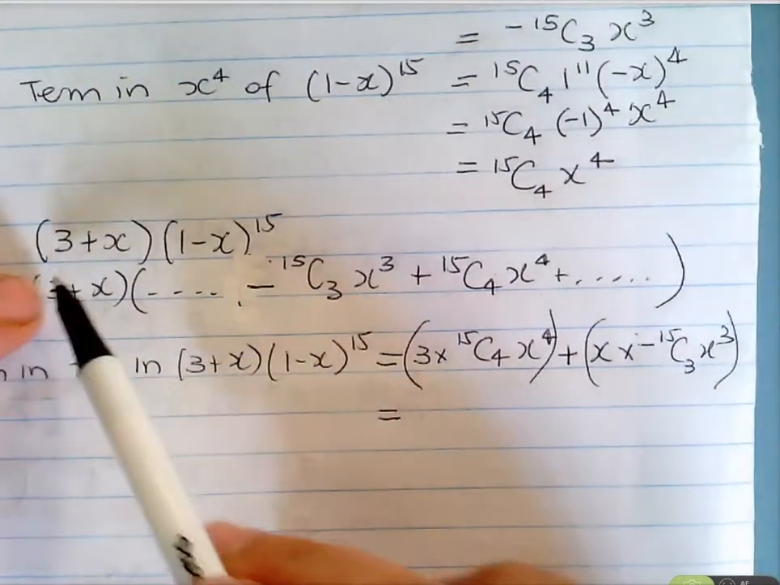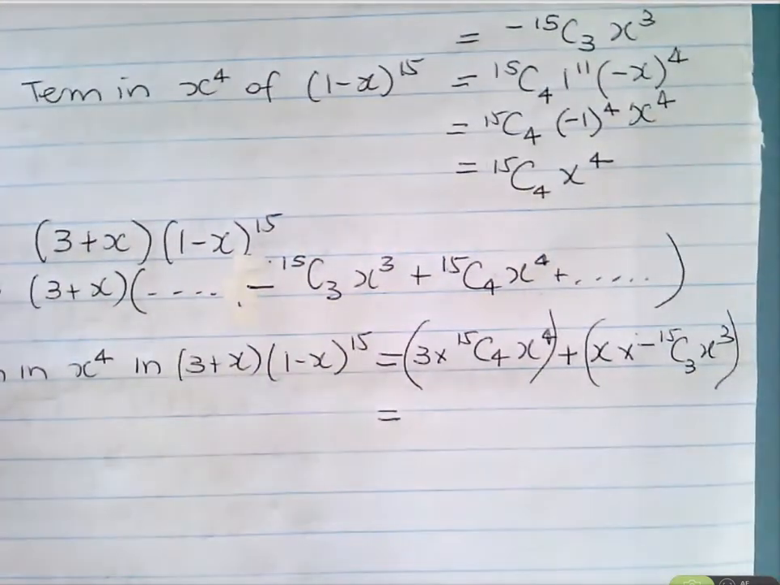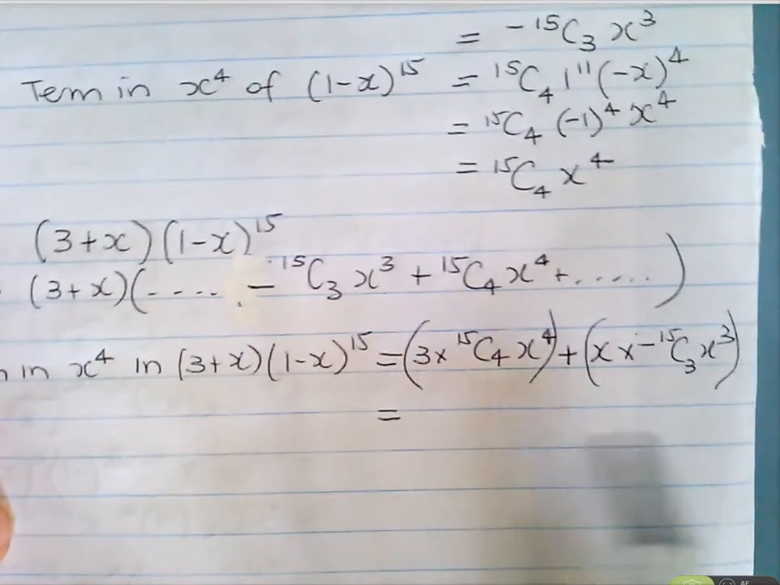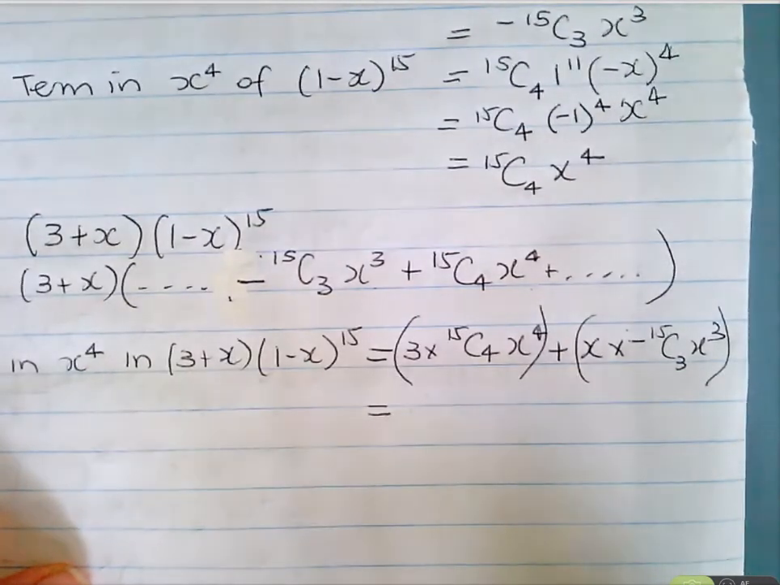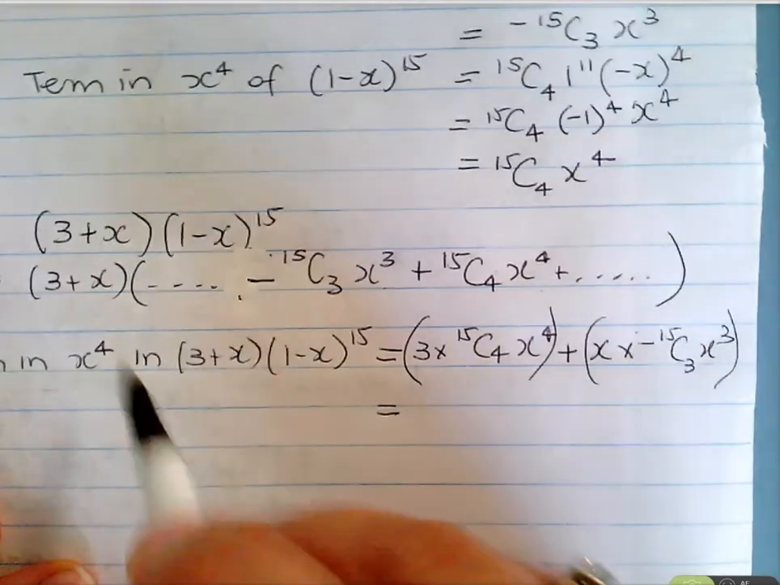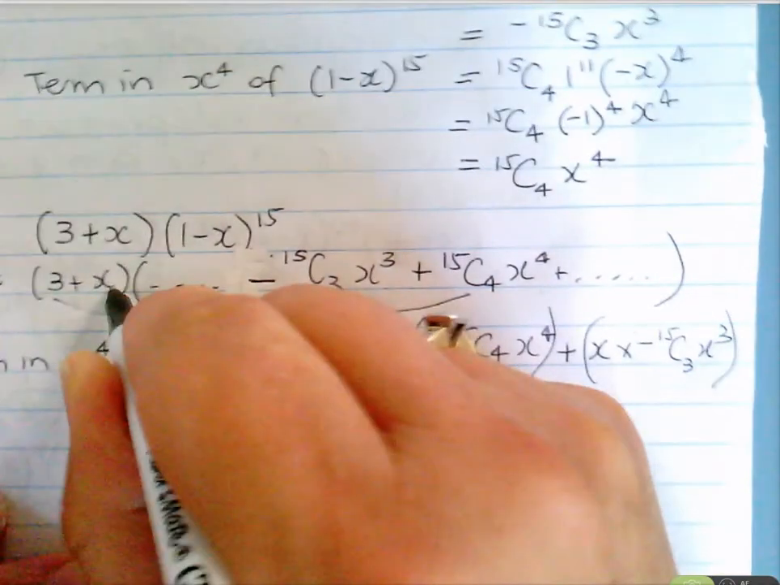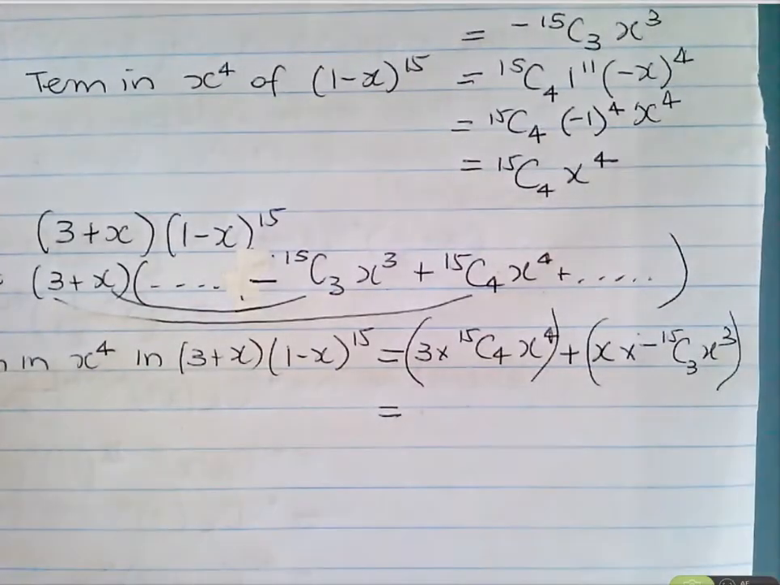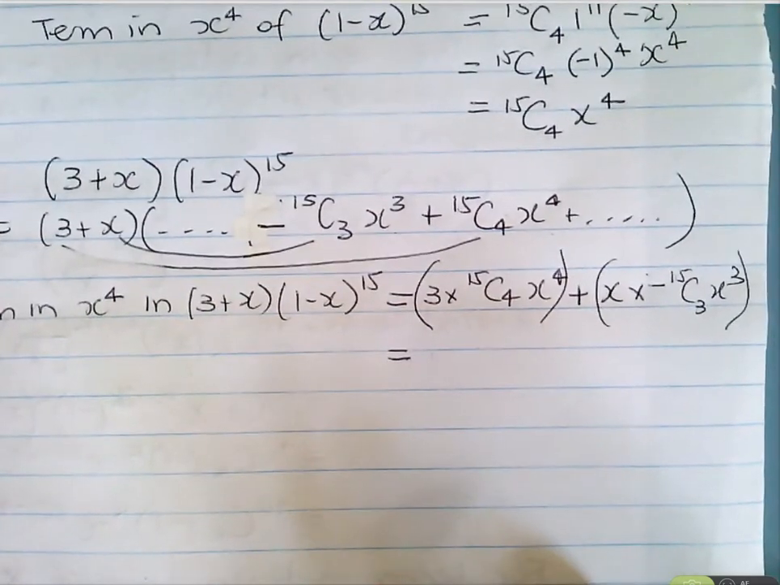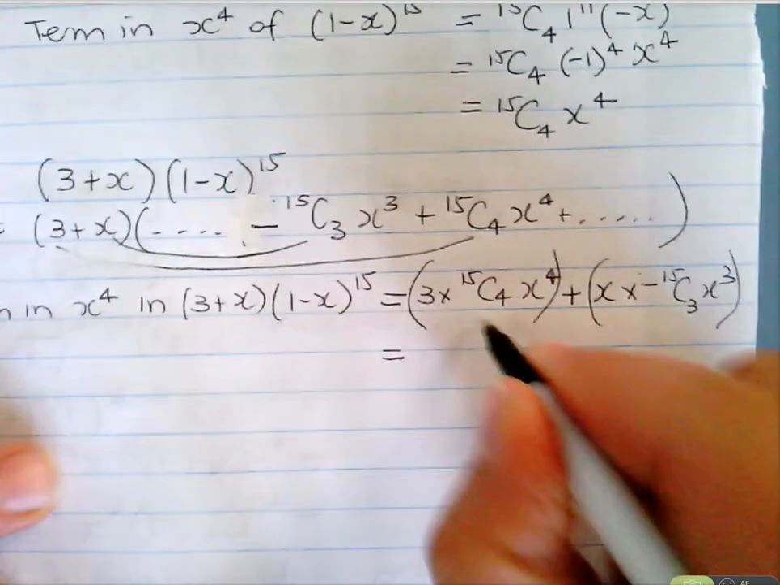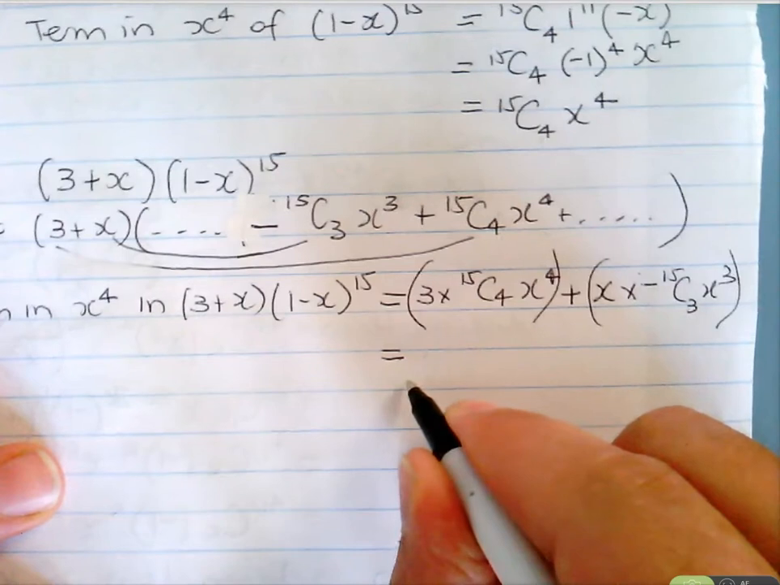Because it'll be that plus the other one. They're both going to be x to the 4. So I've got this times that one plus this times that. Because when you do an expansion, don't you go that times that plus that times that plus that times that when you expand? Girls? Do you want me to do a big expansion down here? All right, so what's 3 times 15c4?